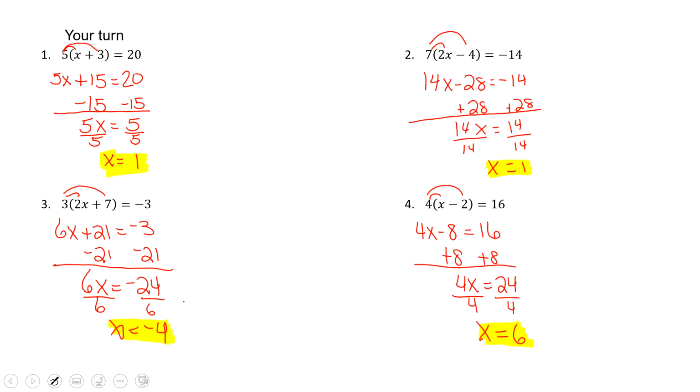The third one, multiply the 3 through the parentheses. We end up with 6x plus 21 equals negative 3. Again, you follow your steps, you undo your addition, then undo the multiplication. You end up with x equals negative 4. And then the last one we have there, distribute the 4 through. We have 4x minus 8 equals 16. Undo the subtraction by adding 8 to both sides. Undo the multiplication by dividing both sides by 4. We find out our answer is 6.